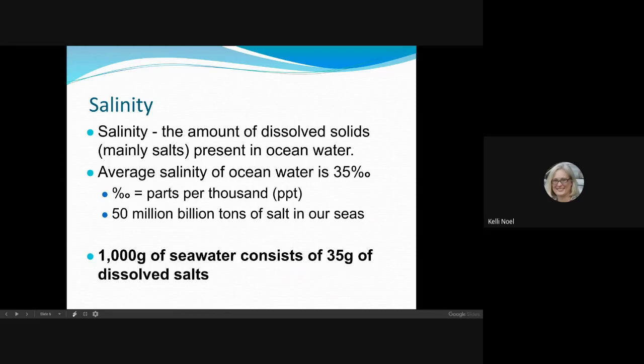All right, 1,000 grams of seawater consists of 35 grams of dissolved salt. So that's what this up here means. If I take 1,000 grams of seawater, within that 1,000 grams, 35 grams of it is going to be dissolved salts. The rest is water. You may have to flip your paper over, and that is at the top of the next page.